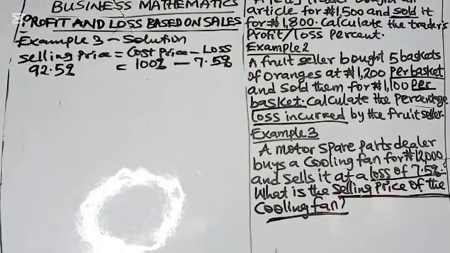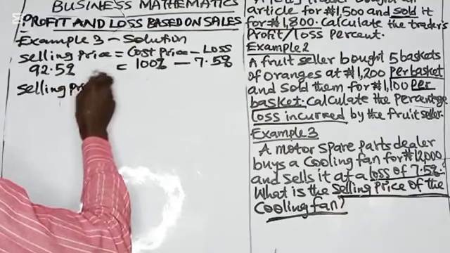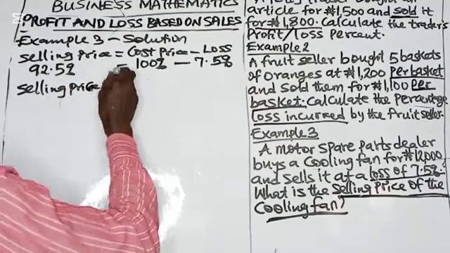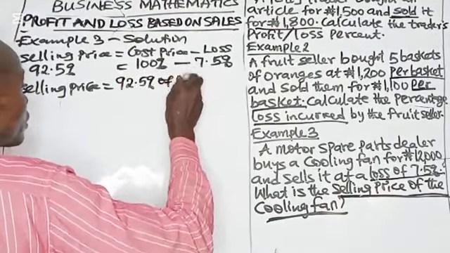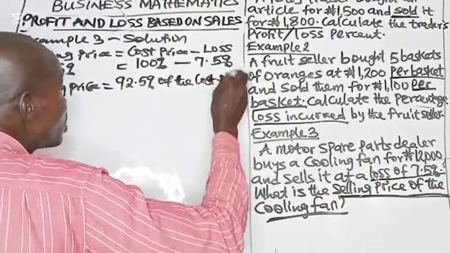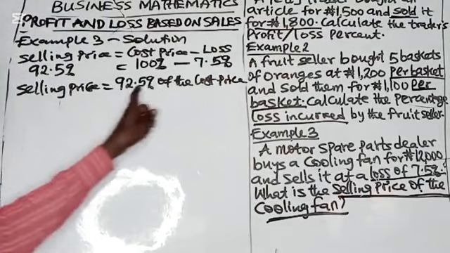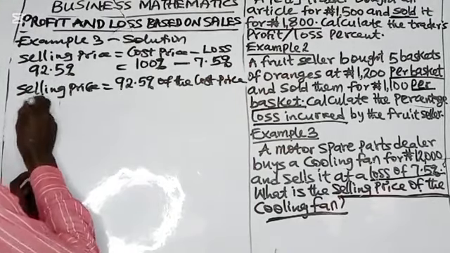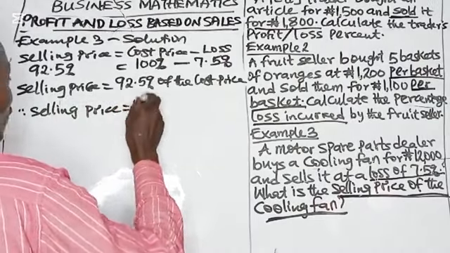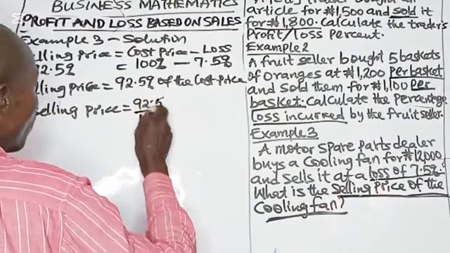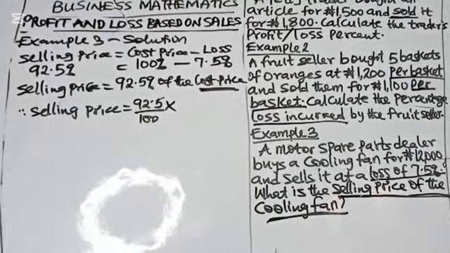So that means the selling price will be equal to 92.5% of the cost price. All your calculations should be based on the cost price. Are we given the cost price? Now, percentage is per 100. Therefore, selling price will be equal to 92.5%, which is 92.5 over 100, times what is the cost price? The cost price of the cooling fan.